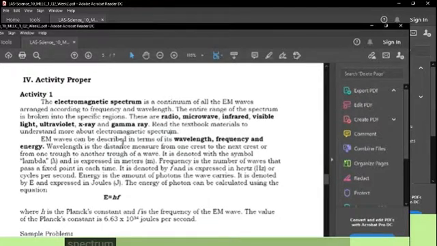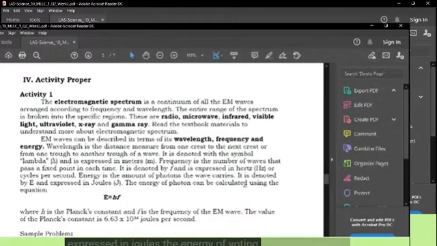EM waves can be described in terms of their wavelength, frequency, and energy. Wavelength is the distance measured from one crest to the next crest, or from one trough to another trough of a wave. It is denoted with the symbol lambda and is expressed in meters. Frequency is the number of waves that pass a fixed point in each time. It is denoted by f and is expressed in hertz or cycles per second. Energy is the amount of photons that a wave carries. It is denoted by E and expressed in joules.